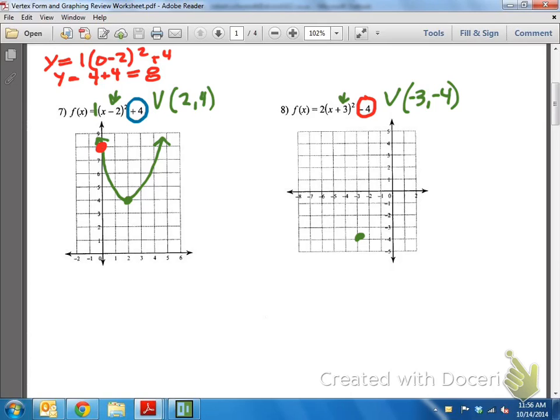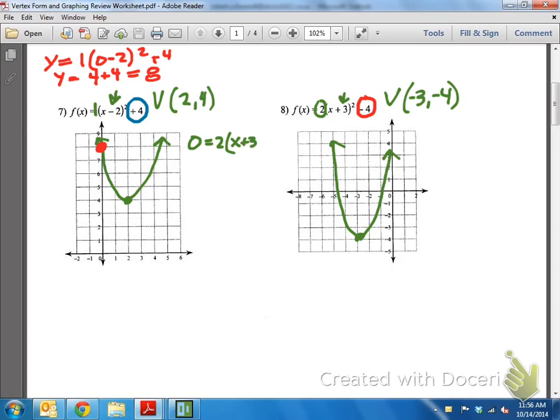Next thing I'm going to look at is the 2 in front of the parentheses. That's a. And 2 means it's positive, meaning my parabola is going up. My vertex is at the minimum. And it's going to be a little skinnier than usual. But what else do I notice? I notice that my graph actually will cross the x-axis. So when I solve for x, meaning plugging in 0 for y, I'm actually going to get real solutions. Let's go ahead and do that.